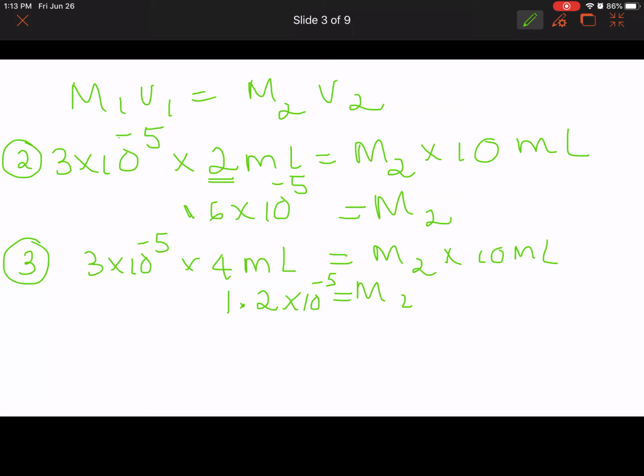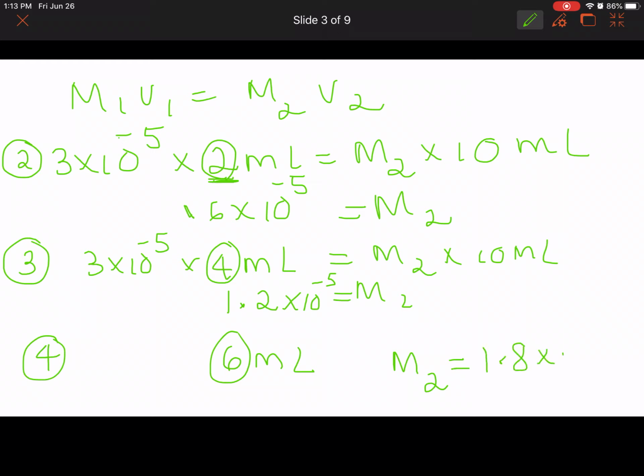Likewise, for the fourth solution, what's the volume of Allura red we use? We use 6 milliliters, right? So you change. Here it is 2, 4, 6. If it is 6, 6 times 3, 18 over 10, 1.8. So the M2 for the fourth solution would be 1.8 into 10 to the negative 5. So likewise, you can calculate all 5 solutions' concentrations. But the last one, where you added only Allura red, since you did not add any water, it will remain as 3 into 10 to the negative 5.